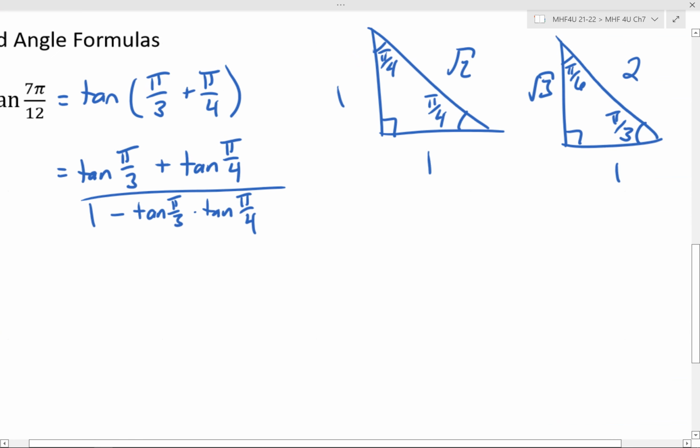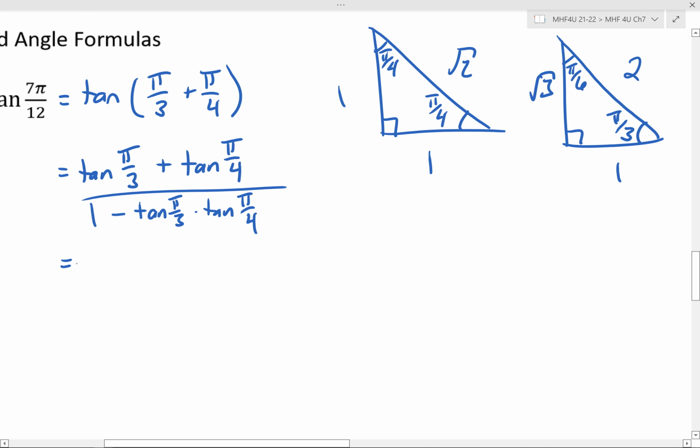Again, I'm going really quickly because this is from section 6.2. The tangent of pi over 3, we're working with the square root of 3. Okay, the tangent of pi over 4, there we're working with 1. So square root of 3 plus 1, all divided by 1 minus, again, the tangent of pi over 3, and that is the square root of 3 times 1.